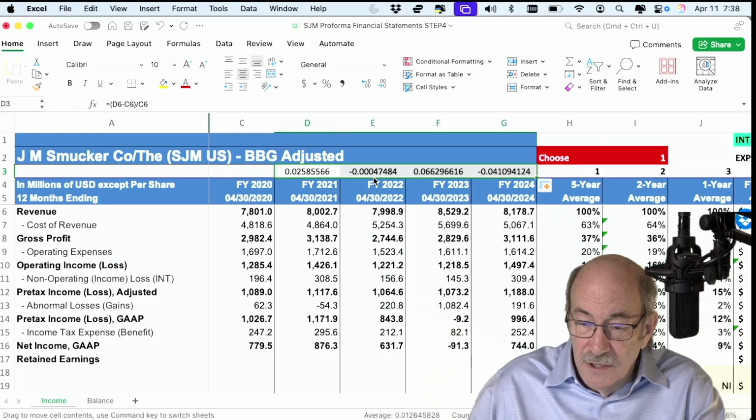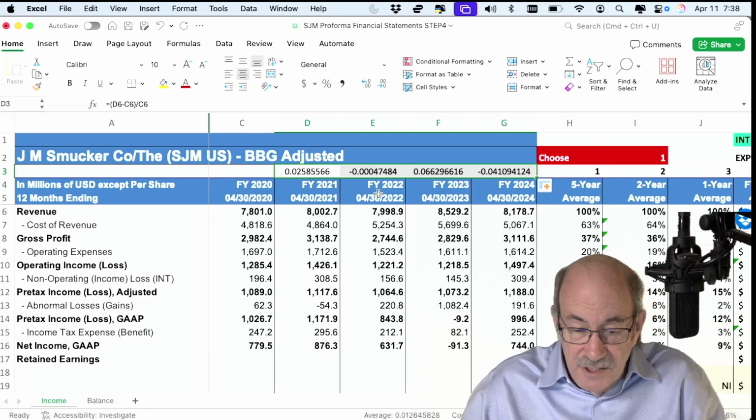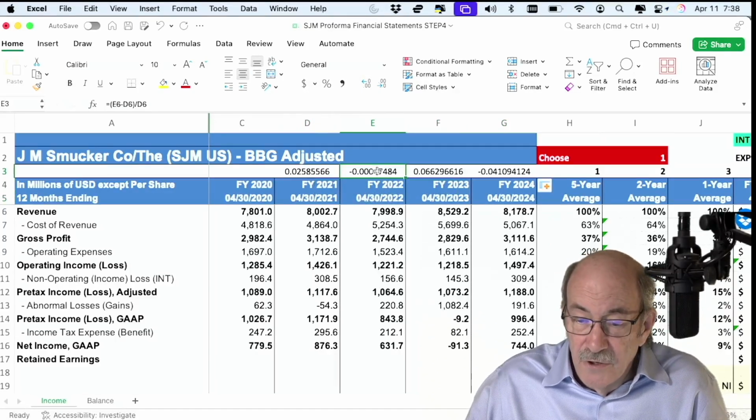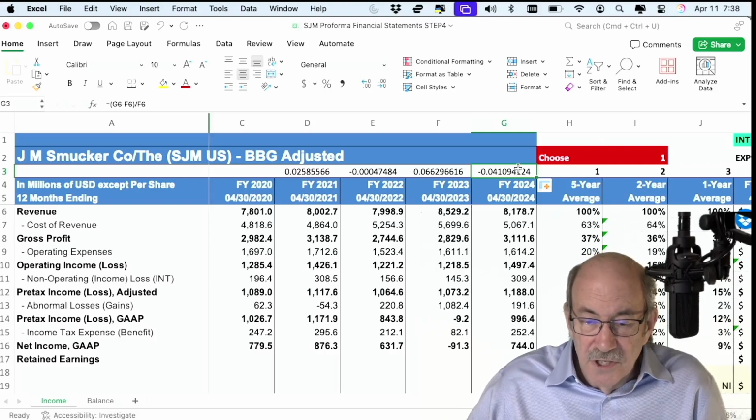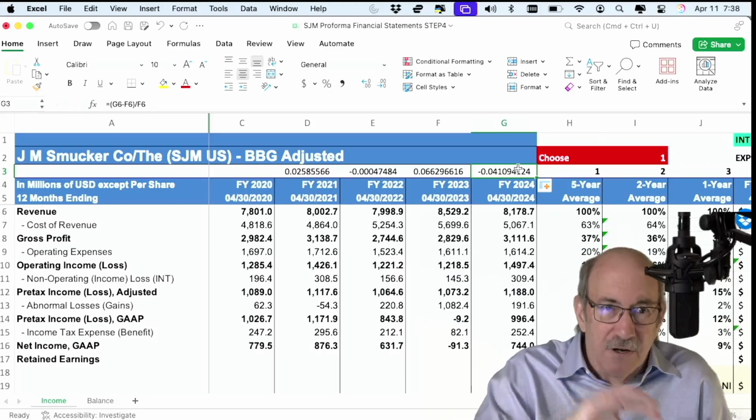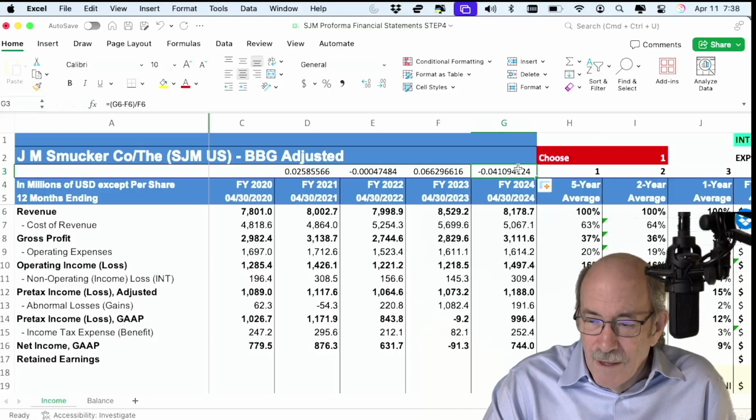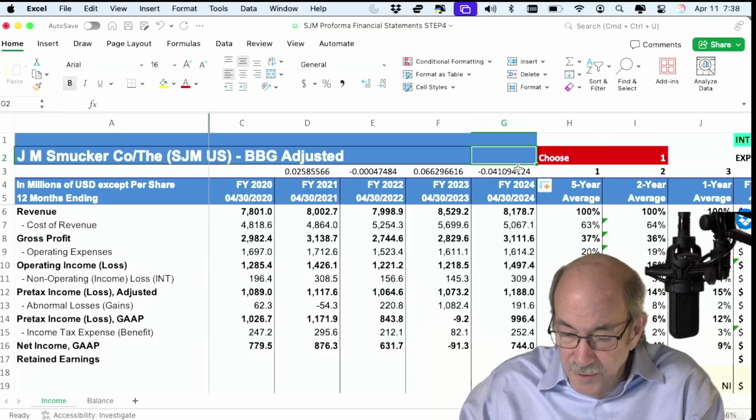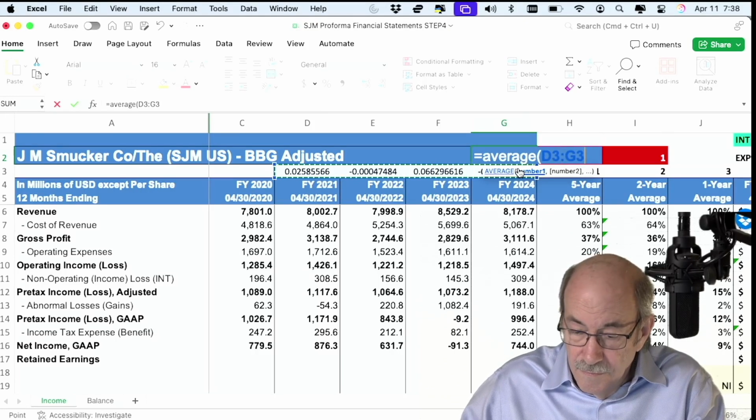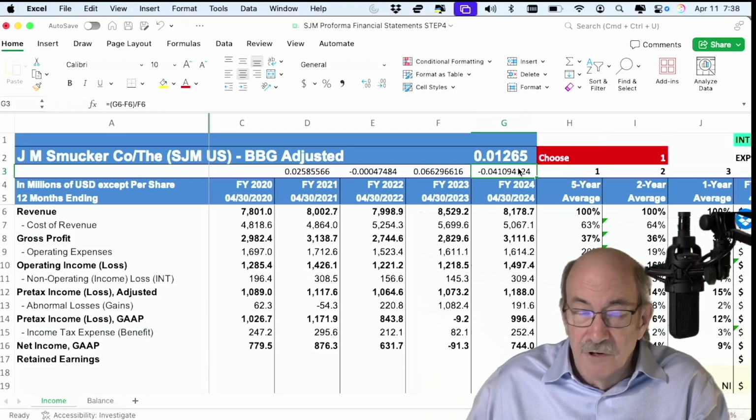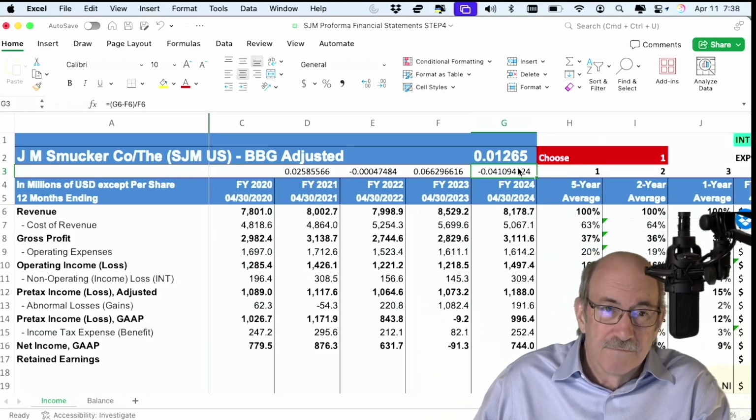And then we had a slight decrease in revenue, and then we had a 6.6% increase, and then we had a negative 4%. So this company looks like it's all over the place. But I could also do an average of those. On average, it grew at 1.25%.